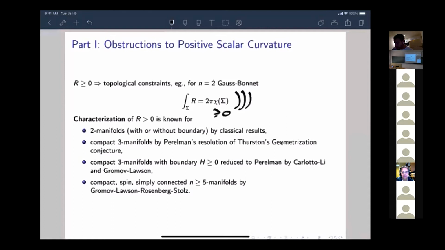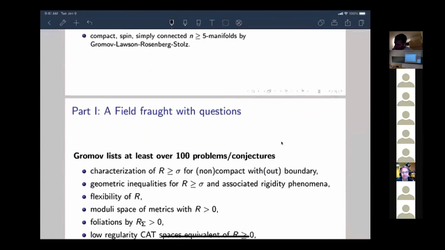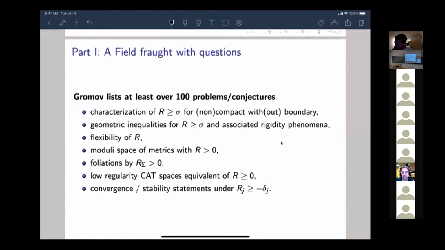So more generally, for compact three-manifolds, you've got Perelman's resolution of the Thurston geometrization conjecture. For three-manifolds with a boundary, you can reduce it to Perelman by Chodosh-Li and Gromov-Lawson, and for compact spin simply connected manifolds with n larger or equal to 5, you've got the Gromov-Lawson-Rosenberg results. But that doesn't cover non-compact things, which is what we'll be looking at today.